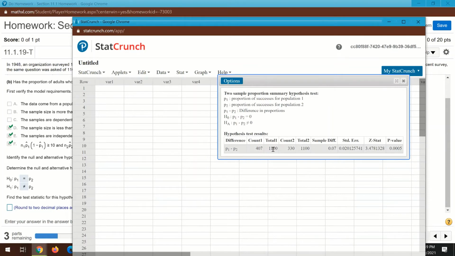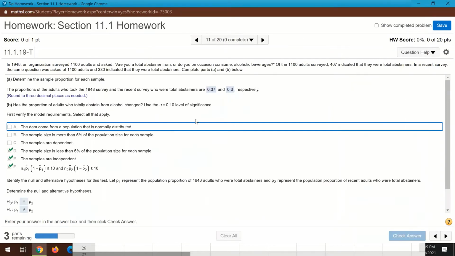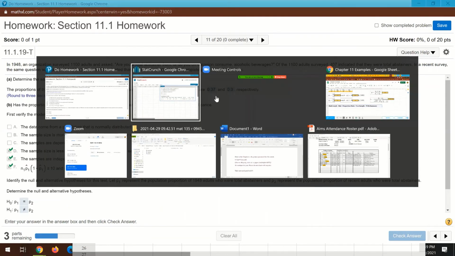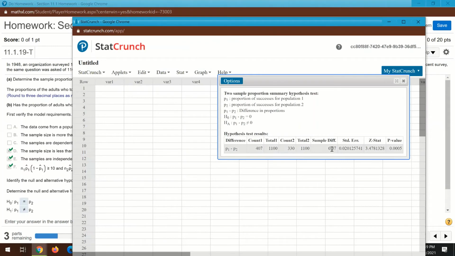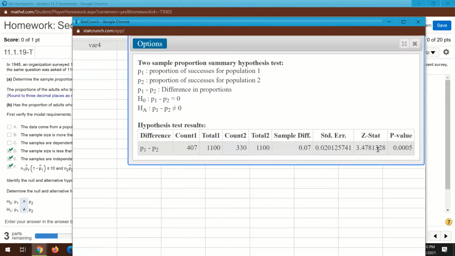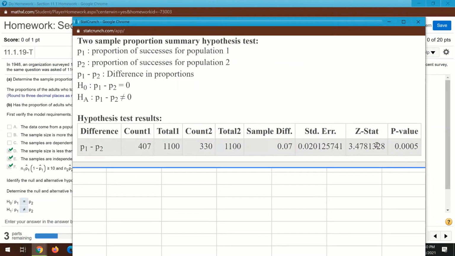So these are the two numbers we entered from the 1948 survey, the two numbers from the recent survey. This is showing you the sample difference between the two proportions. If you just look at these two numbers and take the difference between them, you subtract these numbers, you are going to end up getting 0.07. That's your standard error. And then this one over here, the Z stat, that's actually your test statistic, this Z sub 0 that we just calculated in our Google Sheet. So you will see this is 3.478.